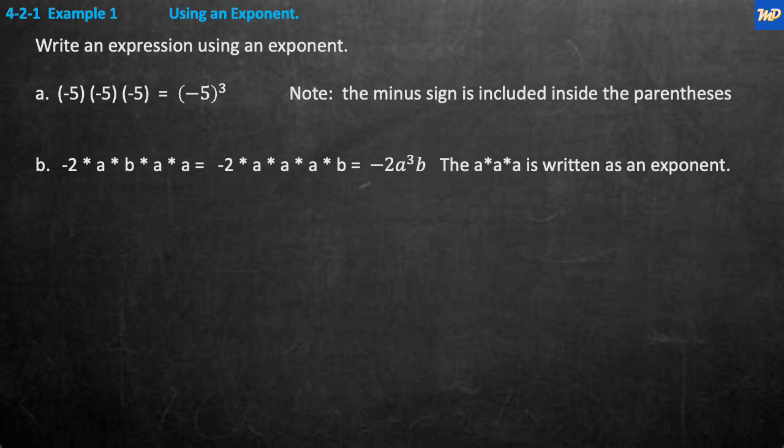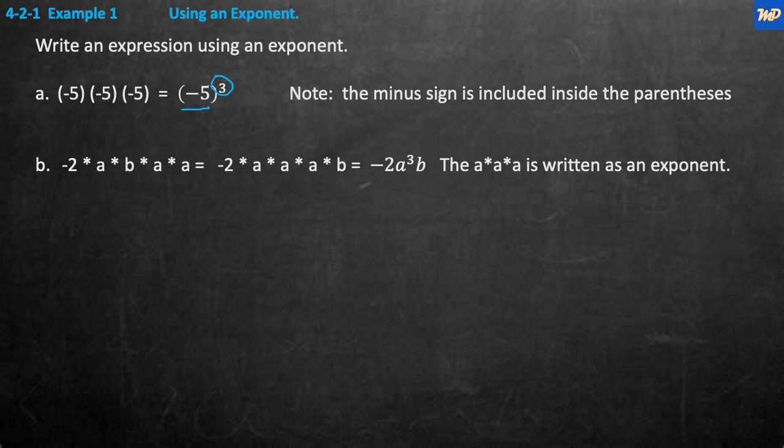Let's use an exponent here. Let's give it a shot. Write an expression using an exponent. So in A, we have the quantity of -5 times the quantity of -5 times the quantity of -5, and that equals, as we see here, the quantity -5 raised to the 3rd power, because we multiplied it 3 times. Notice that the minus sign was inside the parentheses.